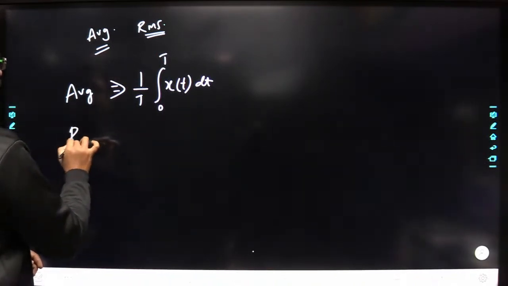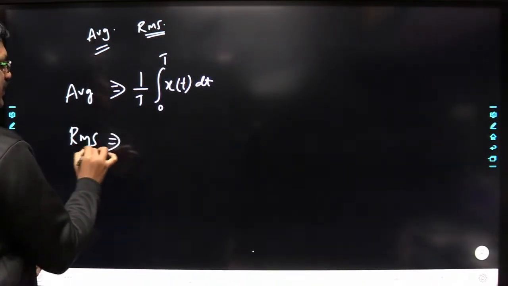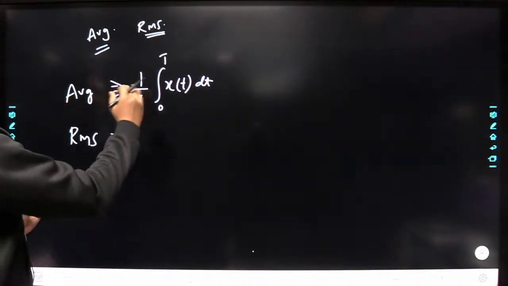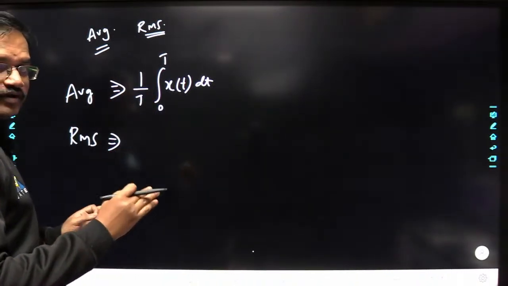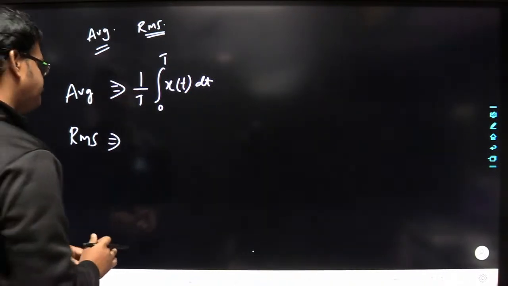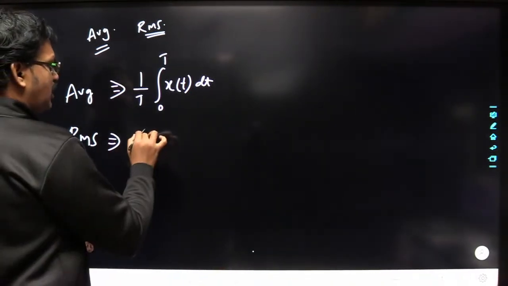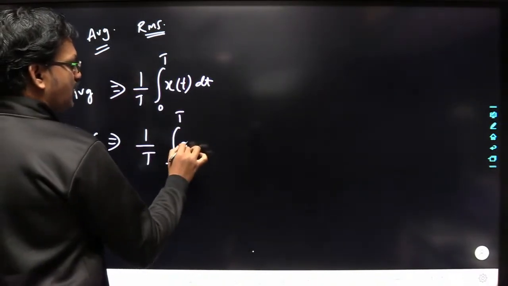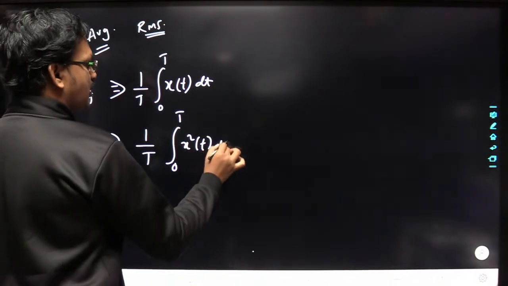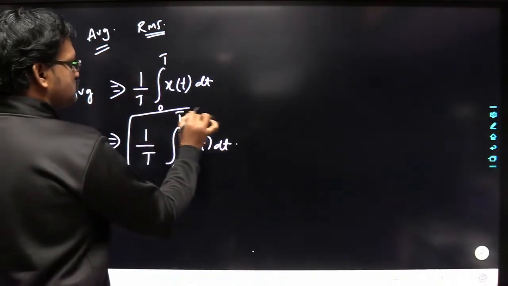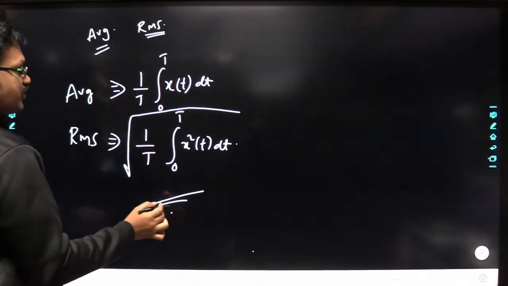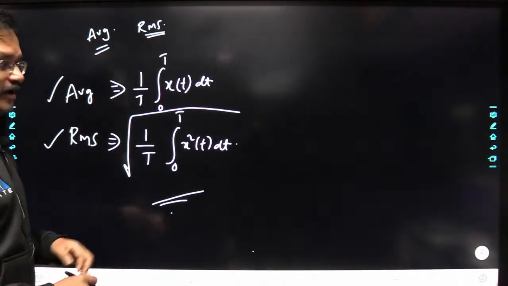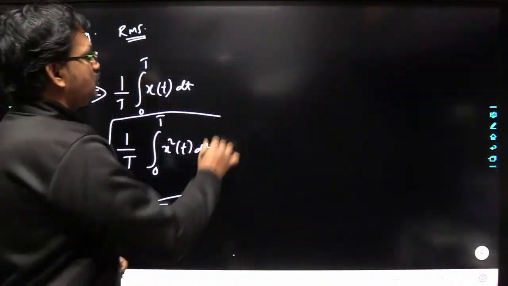So how to determine the RMS value? I have explained clearly the reasoning behind this, and the purpose of the average value and RMS value, in the previous session. RMS value is nothing but the square root of 1 by T integral 0 to T x square of t dt. These are the mathematical expressions that we derived for average value and RMS value.